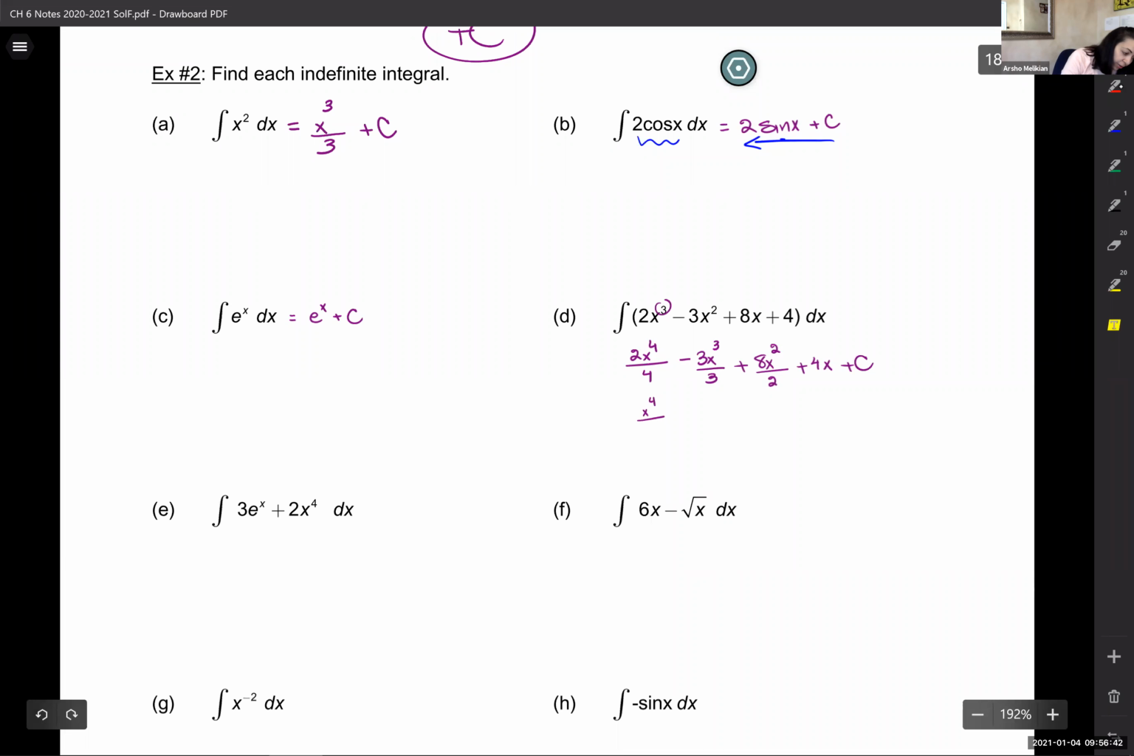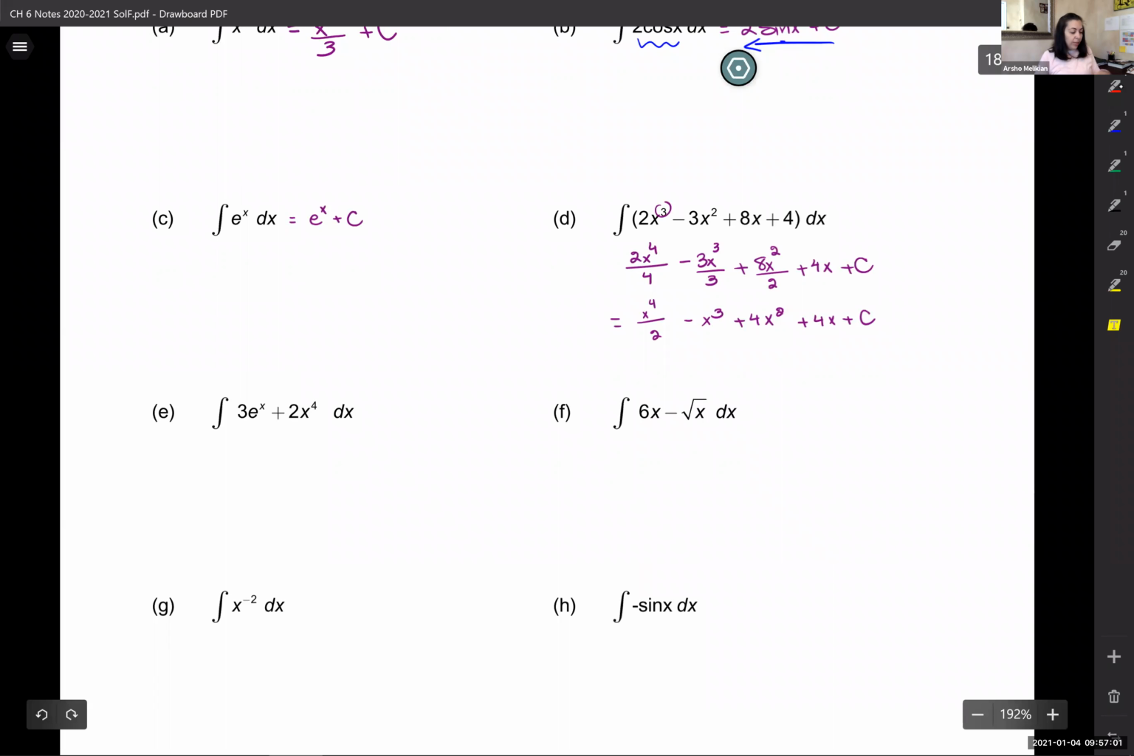So this is x to the 4 over 2, minus x cubed, 4x squared, plus 4x, plus c. Okay, go ahead and do E, and you know what? Let's try F as well. Go ahead and do E and F. I'm going to give you guys a few minutes or seconds.